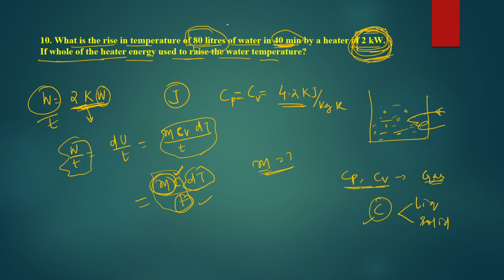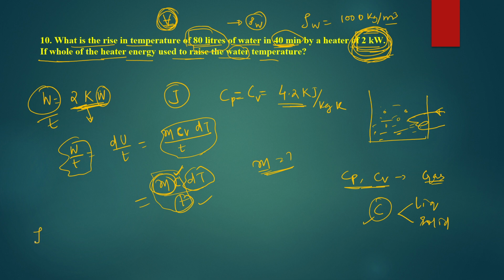Here we are given this particular 80 liter, and what is this 80 liter? This is the volume of the water. If we know the volume, can we find out the mass? Just try to think about that. Obviously we can, because here we are talking about water, and in the case of water we know the density. So what is the density of water? That is equal to 1000 kg per meter cube.